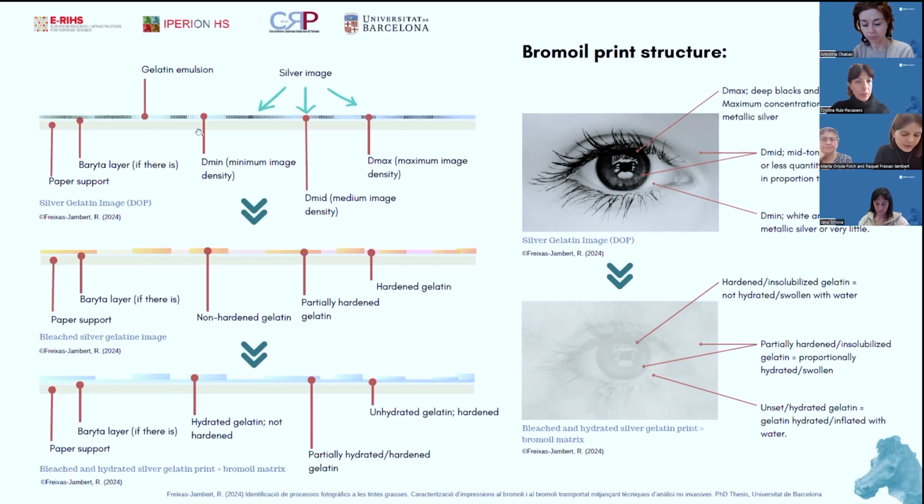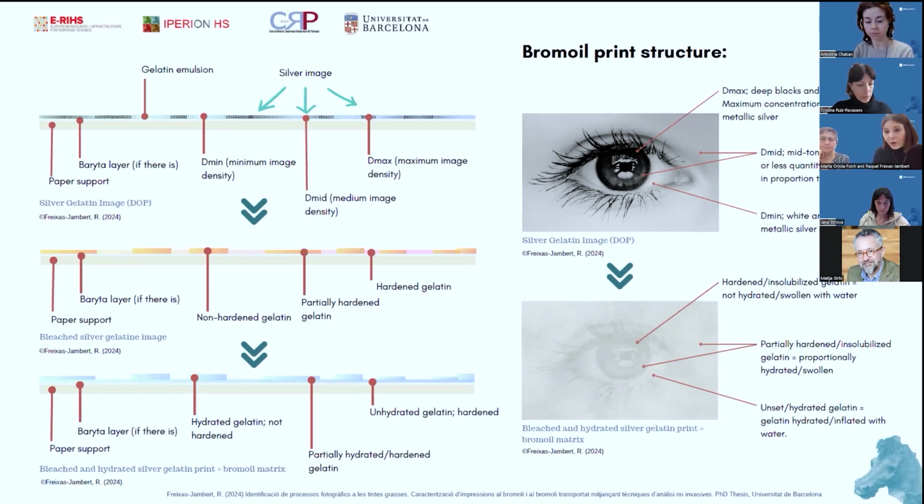This first diagram shows the basic structure of a silver gelatin print consisting of a paper support, a layer of baryta, which may or may not be present, and a gelatin emulsion that contains the silver particles that make up the image. If we look to the right, the black areas of the image are where there is more metallic silver, and we call them the D-max areas.